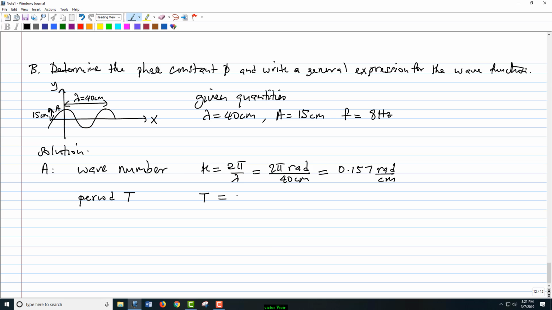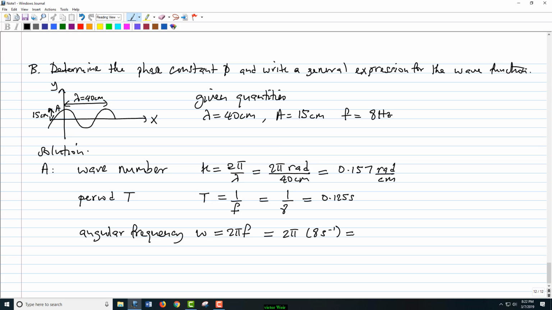And then we can also find the period T. The period T is an inverse of the frequency. So we can say that's 1 over 8, which can be written as 0.125 seconds. Next is angular frequency, omega, and this is equal to 2 pi times f. So we can say omega is equal to 2 pi times 8 hertz, which is 8 per second. The hertz is just 1 over time, so it's 8 per second, and that can be written as 50.3 radians per second.